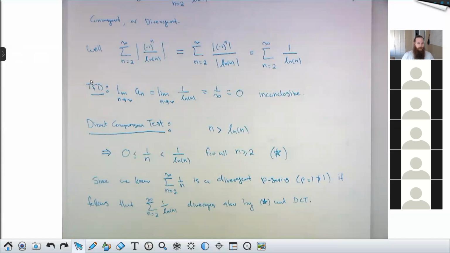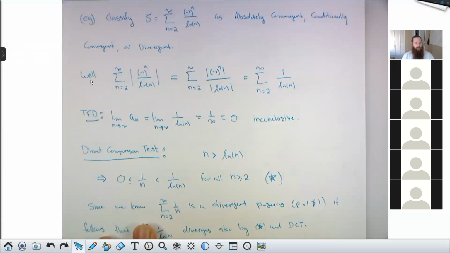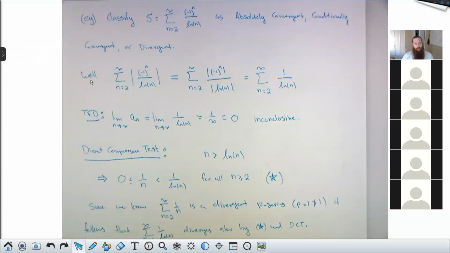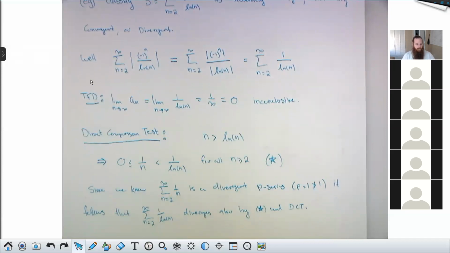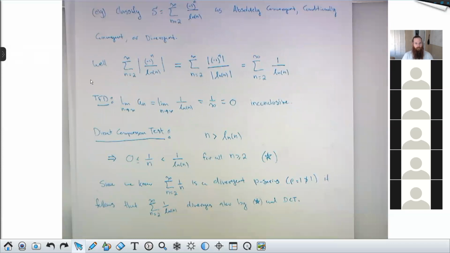All right. So what have we learned? Remember what our goal was. We wanted to classify this original series, the alternating 1 over log n series, as absolutely convergent, conditionally convergent, or divergent. Can we say which of those 3 the original series S must be based on this, or can we say anything that it can't be based on what we've done so far? It can't be absolutely convergent. Very good. Cannot be absolutely convergent because the absolute value series here diverges.